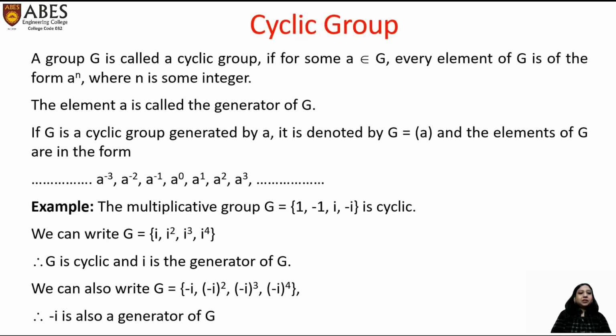For example, the multiplicative group G is equal to 1, minus 1, iota, minus iota. We have to prove that this group is a cyclic group. This group is having order 4, and this is called the cube root of unity group. There are 4 elements, and we have to check whether this group is cyclic or not. This group will be a cyclic group if we are able to find one particular element by which we can represent all the elements of this group.